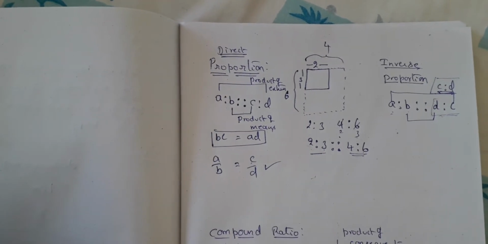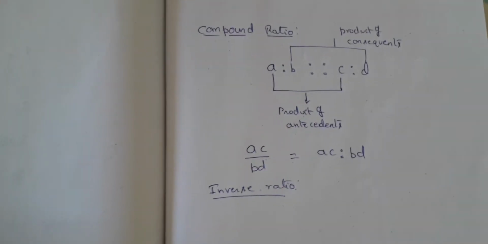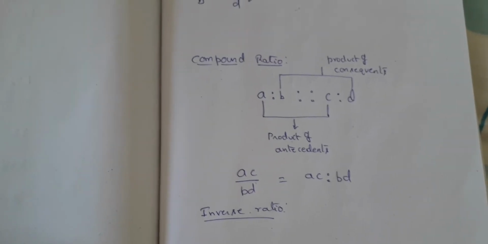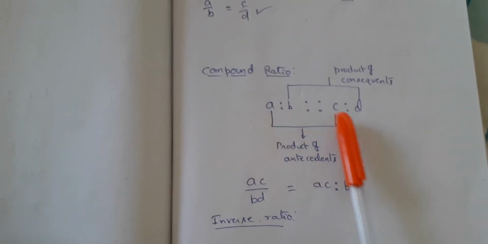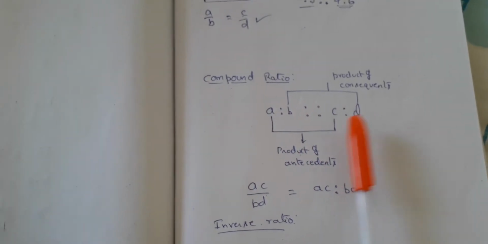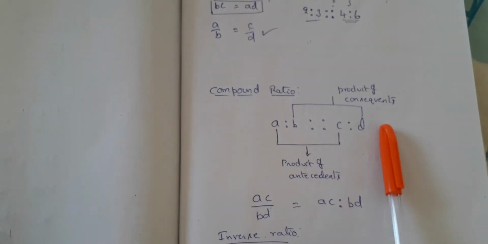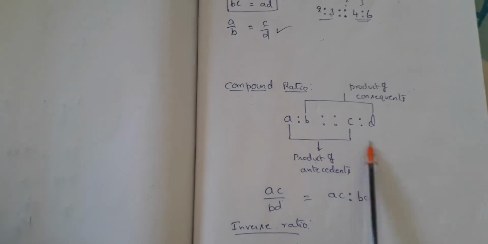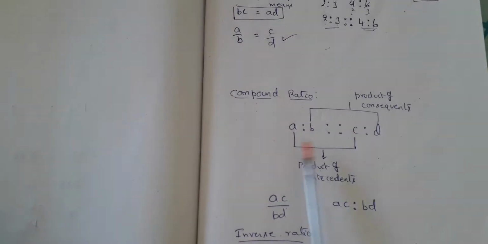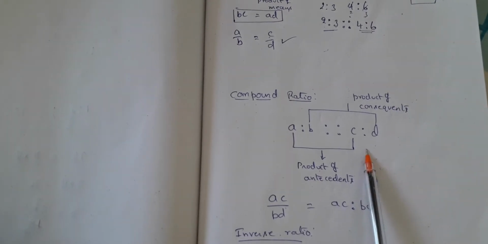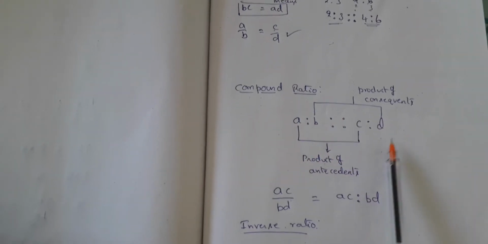And now coming to the compound ratio, the next one which is included in your syllabus this year is compound ratio. That means a proportional relation is given to you, that is A is to B as C is to D. How to express this whole thing as a single ratio? That means you have two ratios here, A by B and C by D. Here the concept is how to express the whole thing as a single ratio.